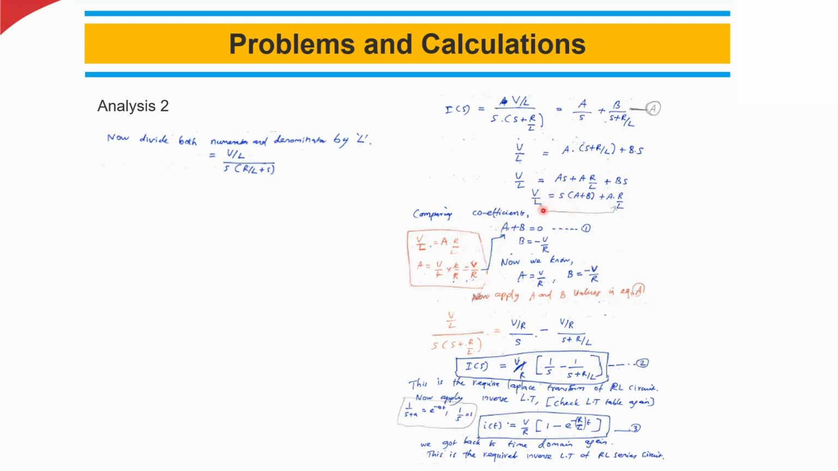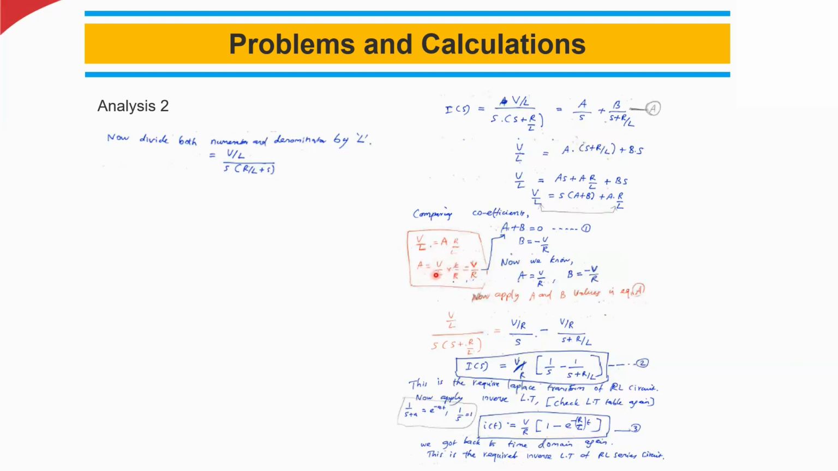Now A plus B is equal to 0, I assume. Then I have to use this formula. If A plus B is equal to 0, then this term will be gone. So V divided by L is equal to A times R divided by L. Now I only want the A value, so I take this R by L to this side, and it will become reciprocal. So V divided by L times L divided by R. L and L will be cancelled. So V divided by R.